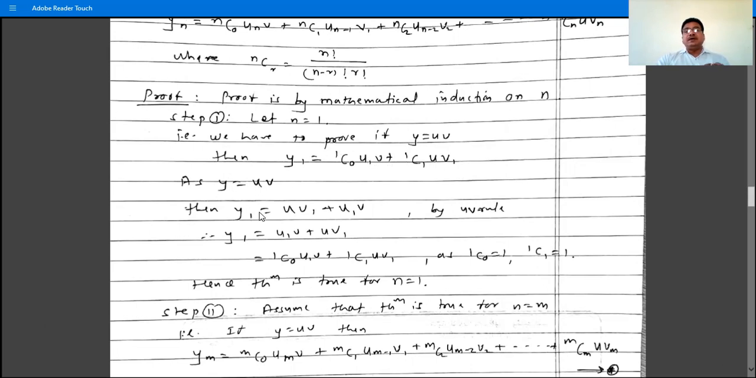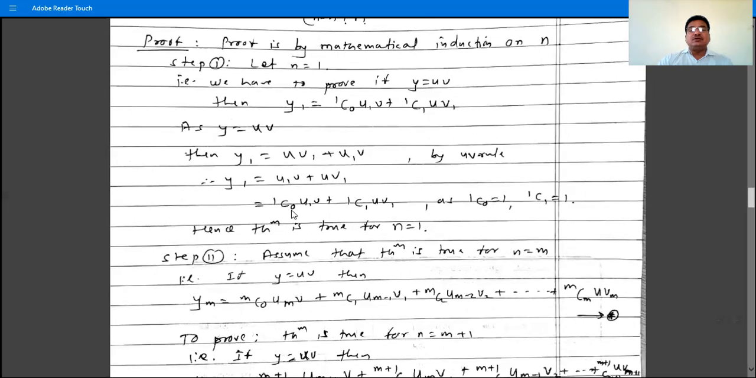So y is u into v, and what is y1? y1 means its first order derivative. By using the product rule, the derivative of u into v is u v1 plus u1 v: u times the derivative of v, plus v times the derivative of u. The suffix means the derivative. So we write the second term as the first term, and this first term as the second term, u v1.